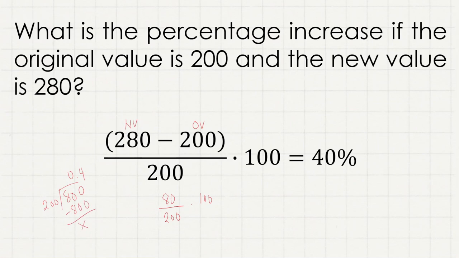So the answer is 4/10 or 0.4. So 0.4 times 100. That is 40. And then we're going to affix the percentage sign. So our answer is 40%.